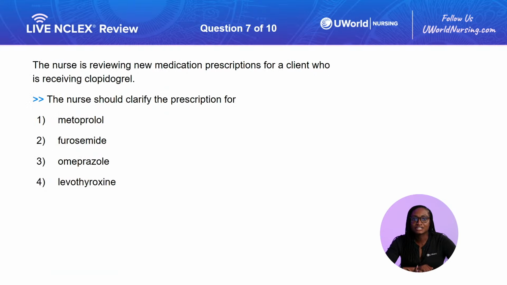Question 7, the nurse is reviewing new medication prescriptions for a client who's receiving clopidogrel. The nurse should clarify the prescription for what? So we're looking for a drug interaction here. Are we clarifying option 1, metoprolol, option 2, furosemide, option 3, omeprazole, or option 4, levothyroxine? Let me know what you guys think in the chat.